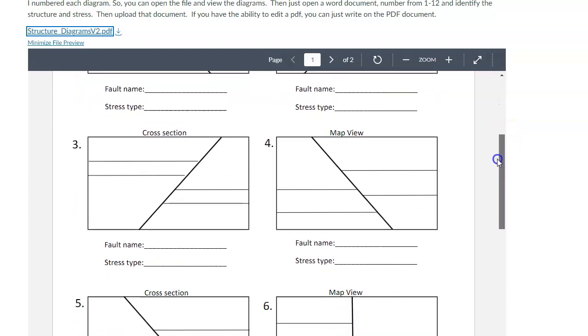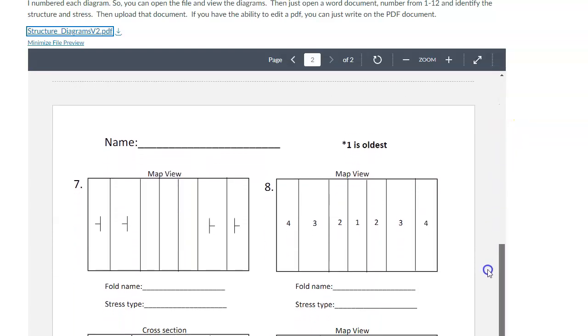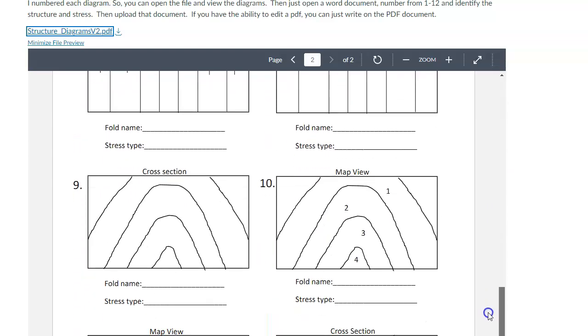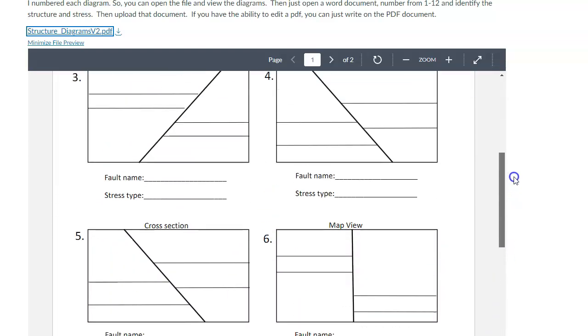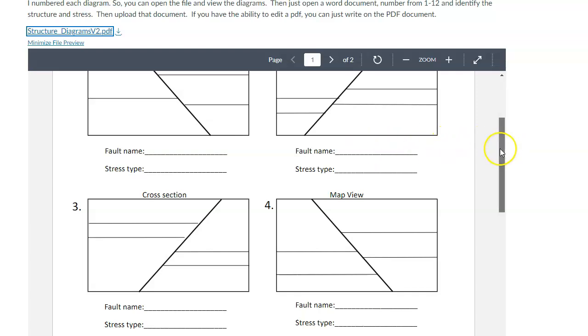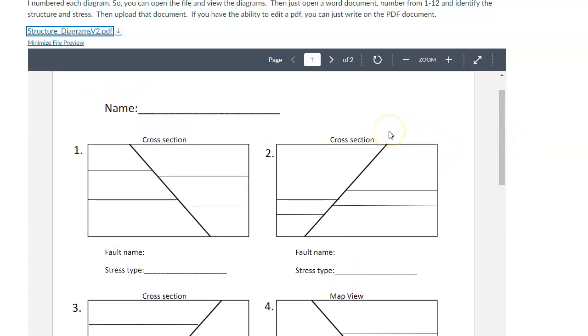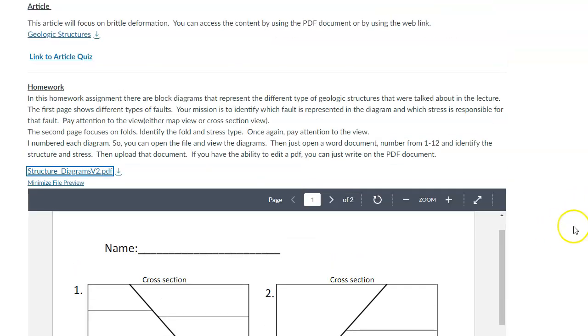These first 6 are fault types, and the second are going to be fold types. And so what you can do, of course, is just fill this out. If you have an issue with writing on top of the PDF, certainly they're numbered, so you can just grab a Word doc and write number 1 and tell me fault type, stress type. Number 2, fault type, stress type, and then just kind of make a list, and then you can just submit that as the homework if you can't figure a way to write on this. So that's what you're going to do in the main lecture.